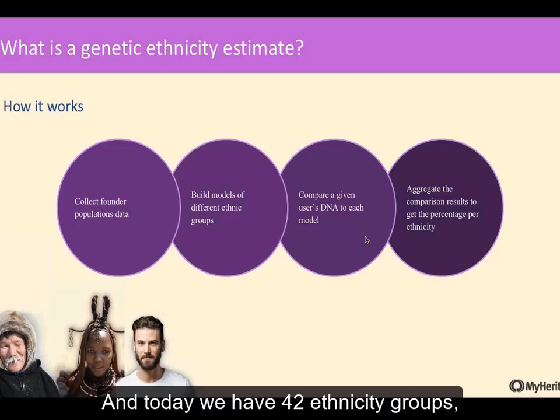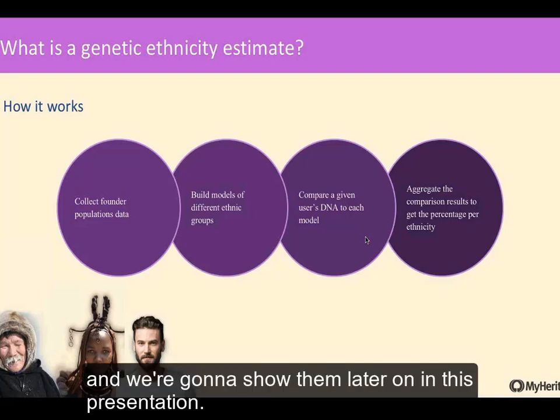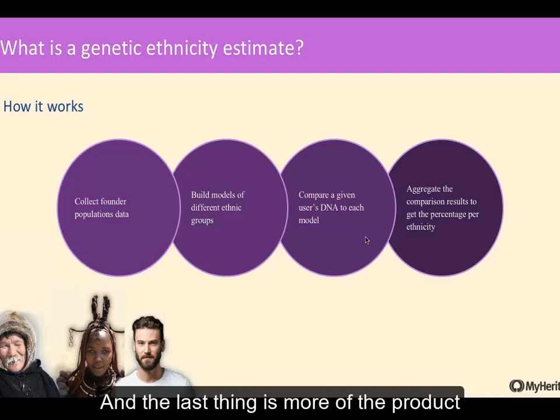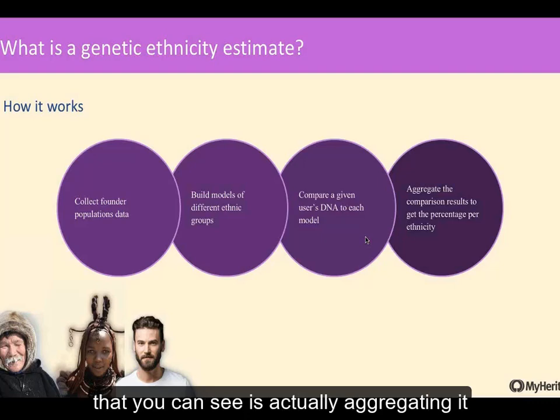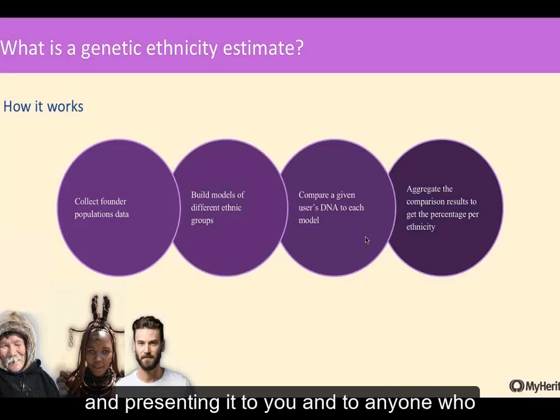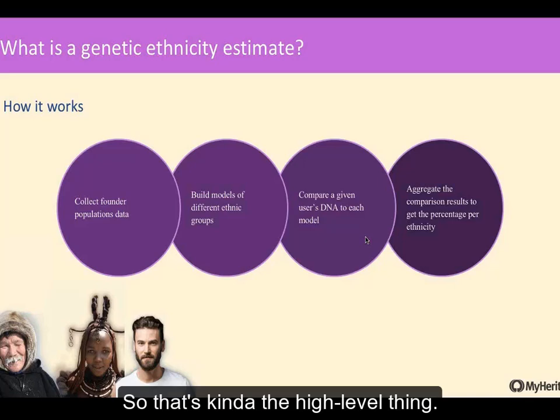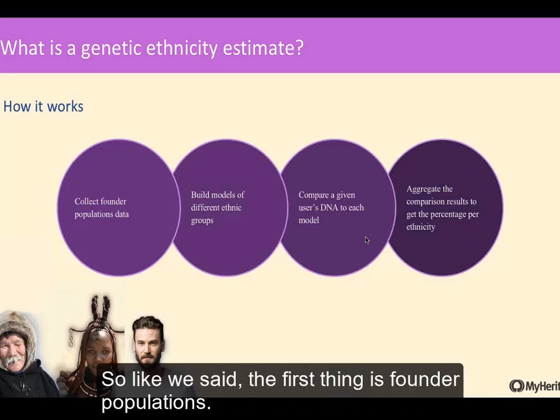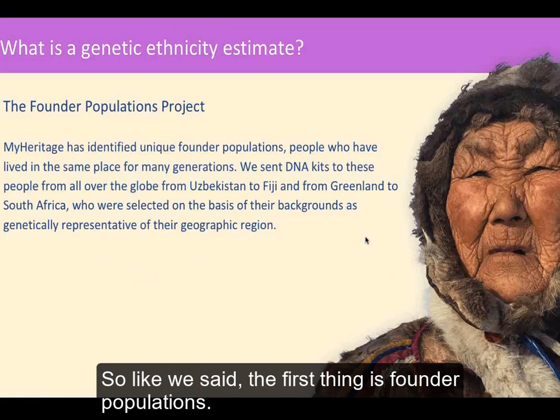And today we have 42 ethnicity groups, and we're going to show them later on in this presentation. And the last thing is more of the product that you can see, which is aggregating it and showing it in a very nice way and presenting it to you and to anyone who comes on MyHeritage. So that's kind of the high level thing. Like we said, the first thing is founder populations.